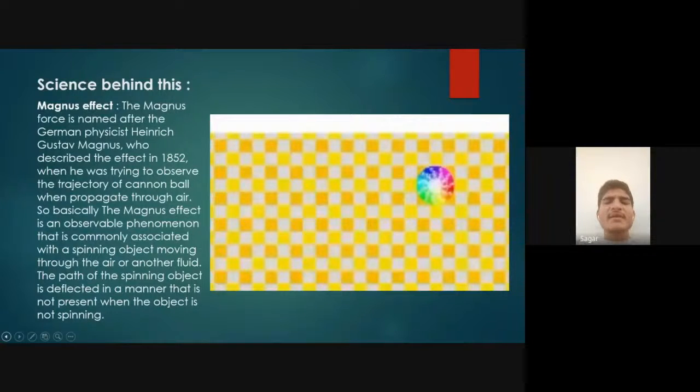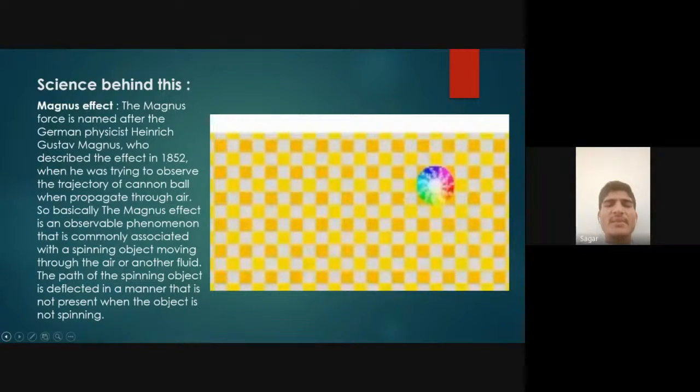So yeah, the science behind all this. We have seen so many interesting applications. So what is the reason behind this? There is an important term called the Magnus effect. The Magnus force is named after the German physicist Heinrich Gustav Magnus, who described the effect in 1852 when he was trying to observe the trajectory of a cannonball when propelled through air.